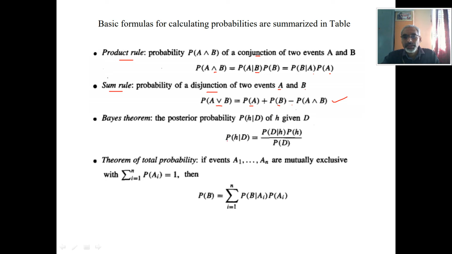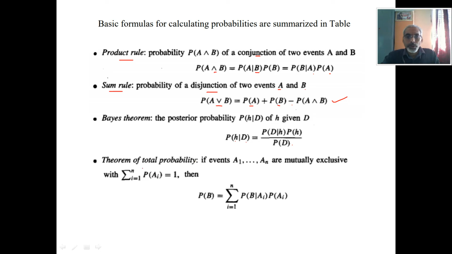Already we have discussed this. The posterior probability of H given D is equal to probability of D given H into probability of H divided by probability of D, where D is the data set.